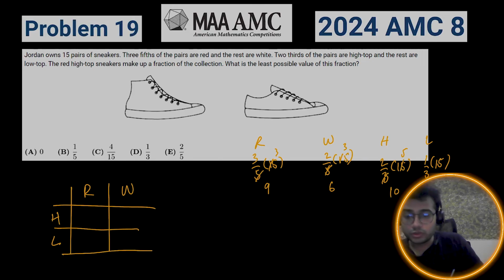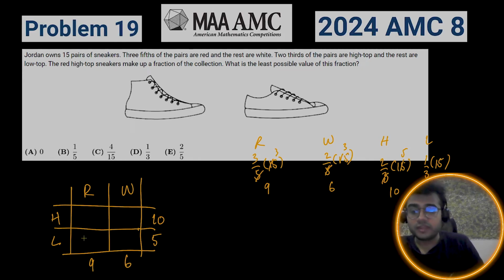And then we do know that the red have to add up to 9, the white have to add up to 6, the high tier have to add up to 10, and the low tier have to add up to 5. So we just need to fill in these numbers so that it satisfies everything in this table. So the easiest way to approach this problem would be to check out the answer choices.